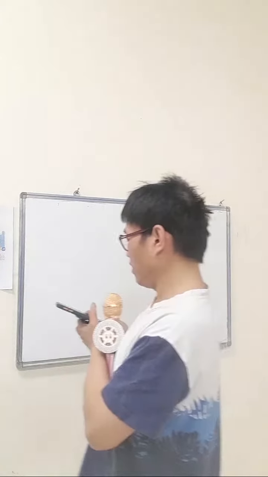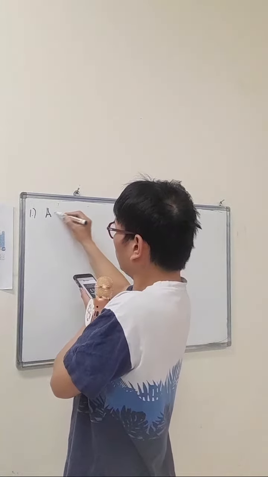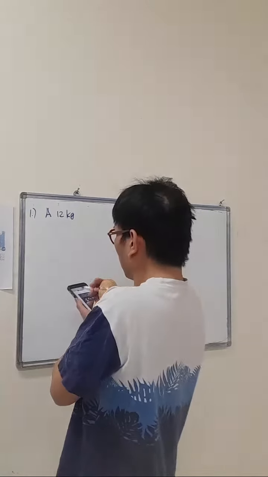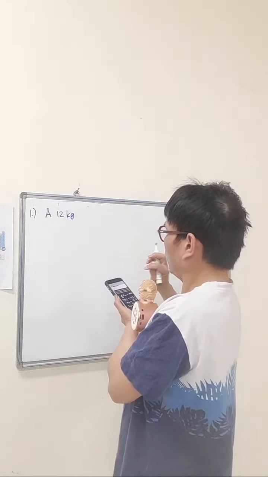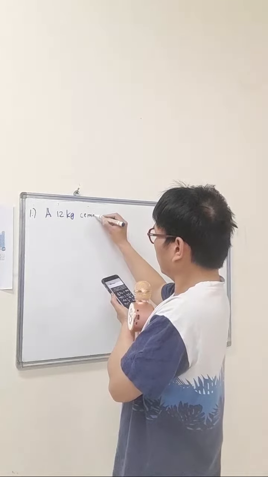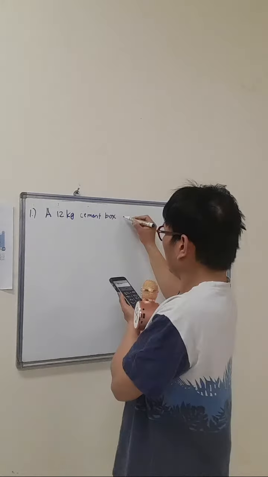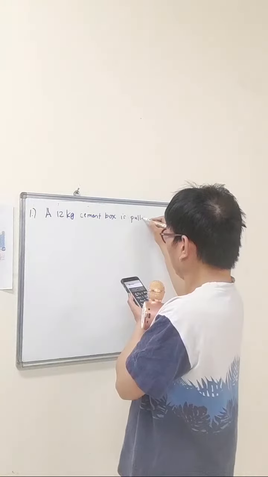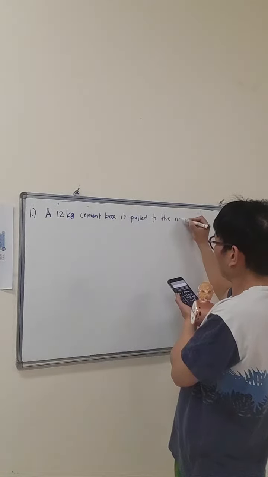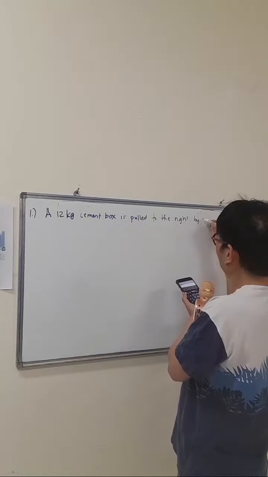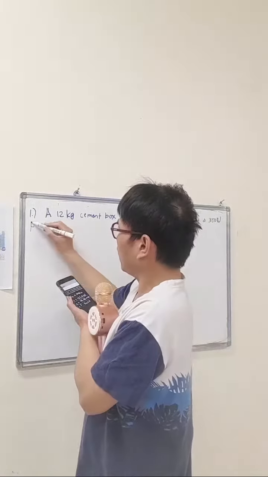Okay, question number 1. A 12 kilogram cement bag is pulled to the right by a 350 Newton force.